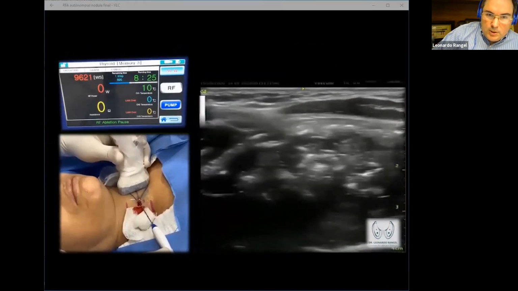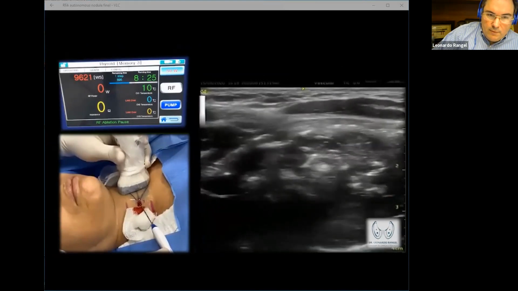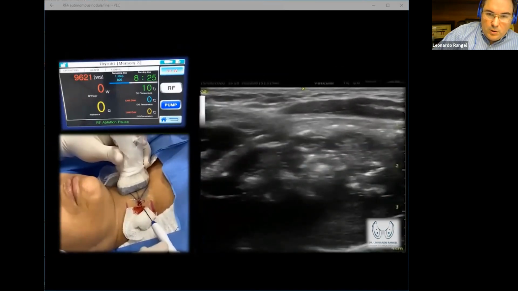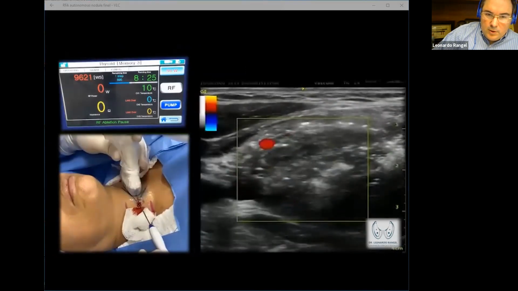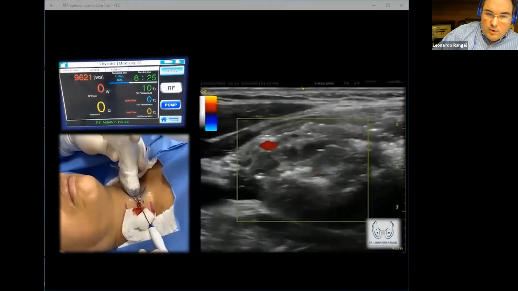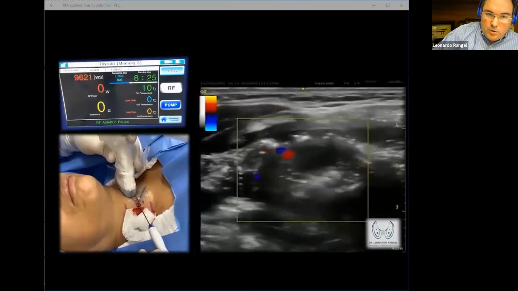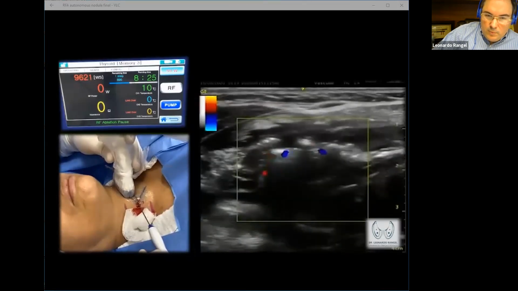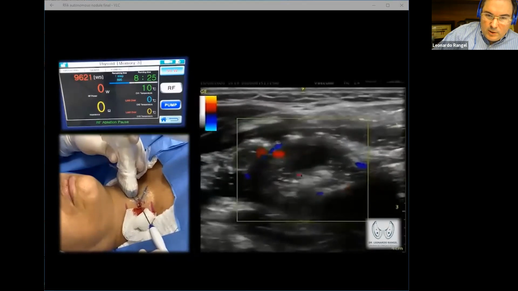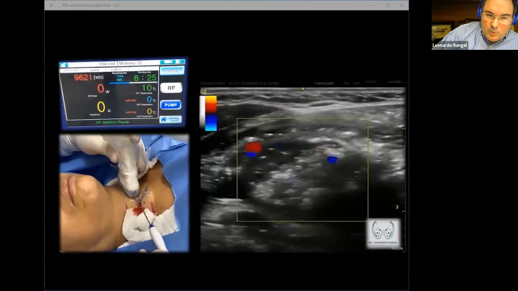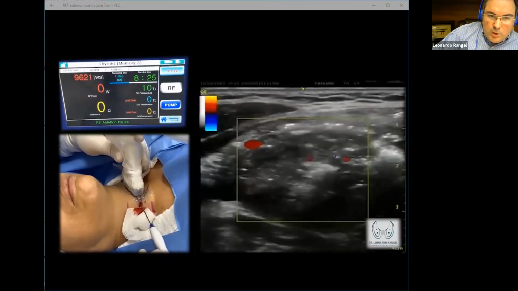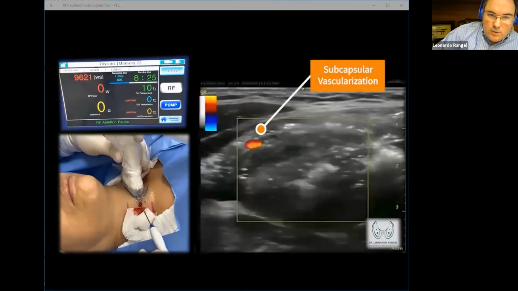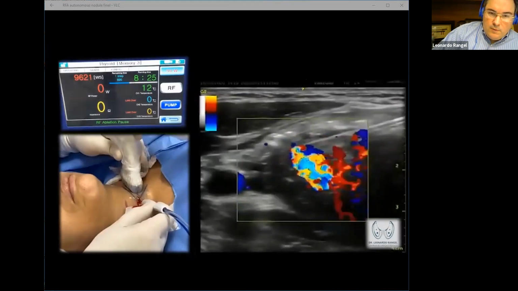So it is important that after we do all the procedure, all the ablation, we see the area of the nodule ablation and we check the remaining vascularization. After the ablation, we have some artifacts because of the ablation, but we can definitely observe here a residual subcapsular vascularization vessel. So we should take care of that vessel.